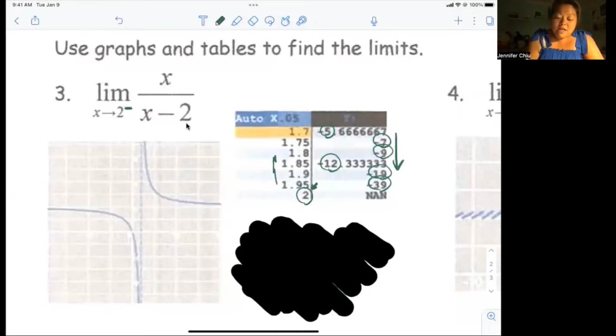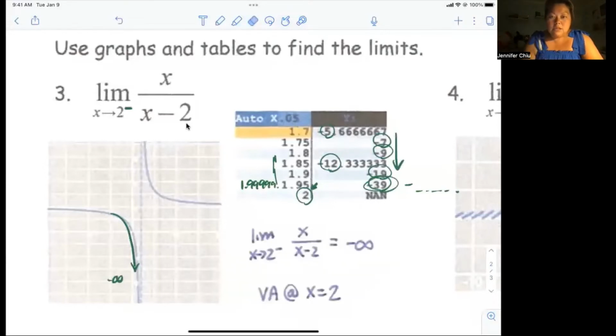If I make my t-table 1.99999, you'll see this number is going to be a negative, big number. So we can conclude that as x is approaching 2 from the left side, look, the graph proves it to us, we are heading towards negative infinity. So my limit is going towards negative infinity.